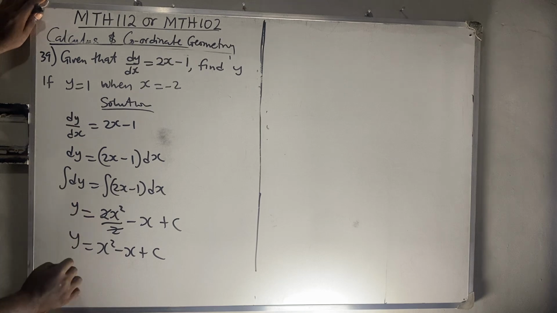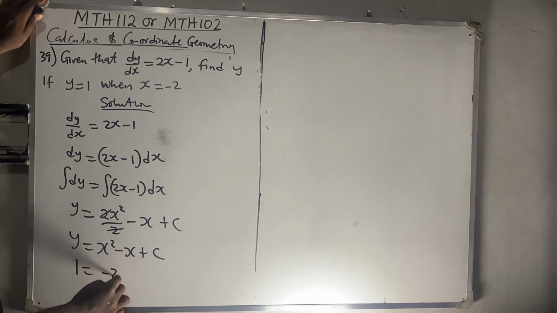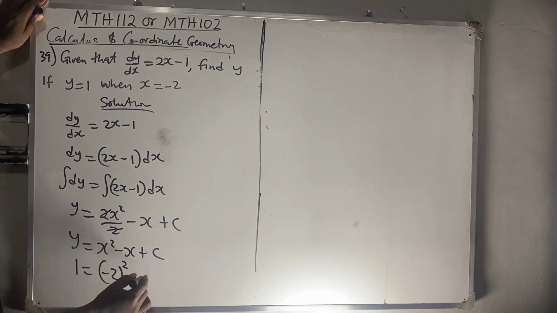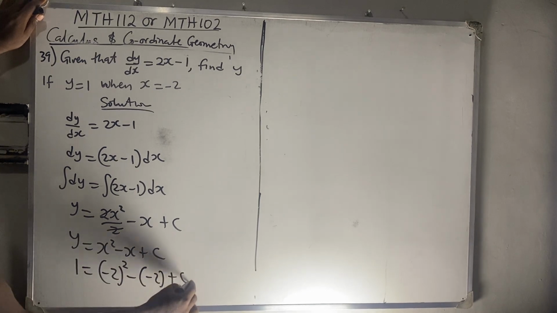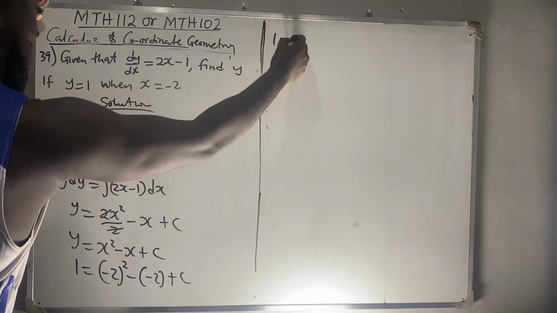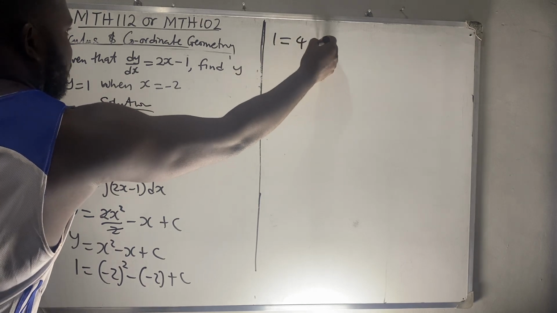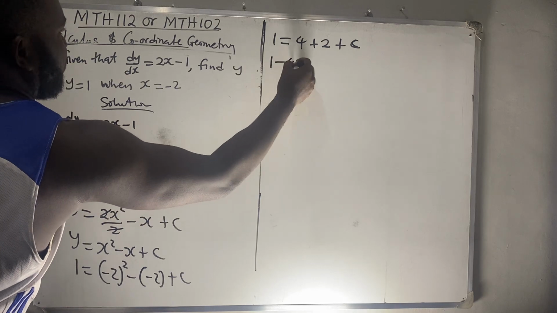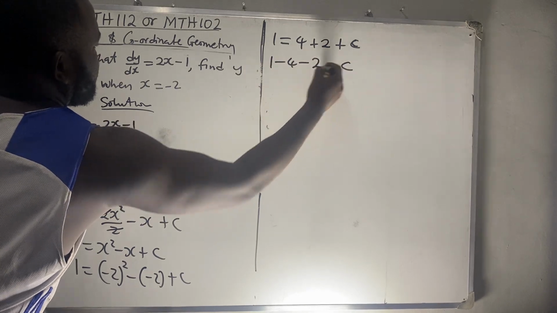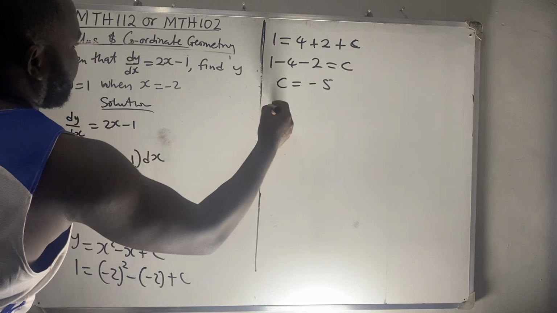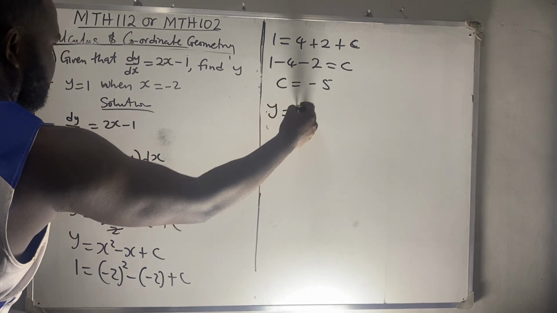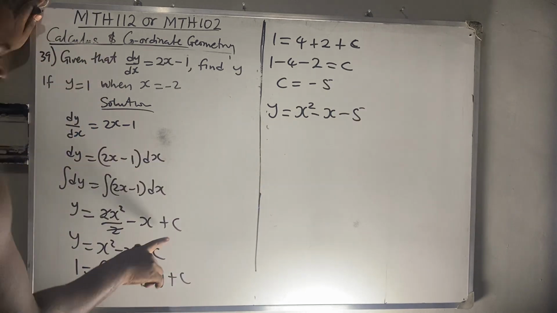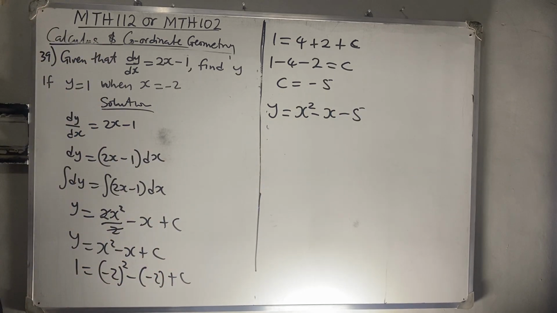So they say that when y is 1, our x is minus 2. So minus 2 squared minus minus 2, so minus into minus 2, then plus c. So I'm having that 1 is equal to 4 plus 2 plus c. So therefore, 1 minus 4 minus 2 is equal to c. So c is equal to minus 5. So the y I'm looking for is equal to x squared minus x minus 5, because our c is minus 5. As simple as that.